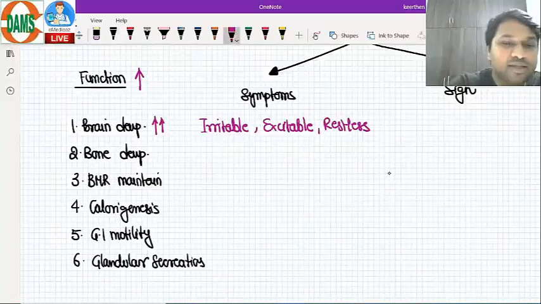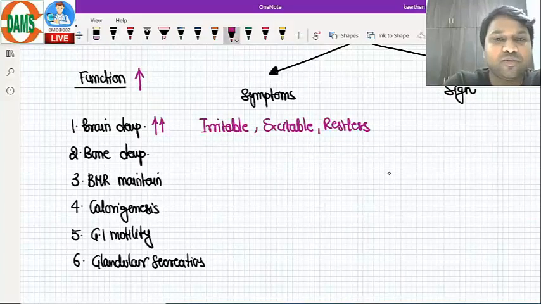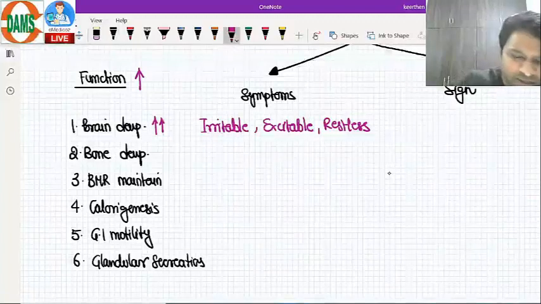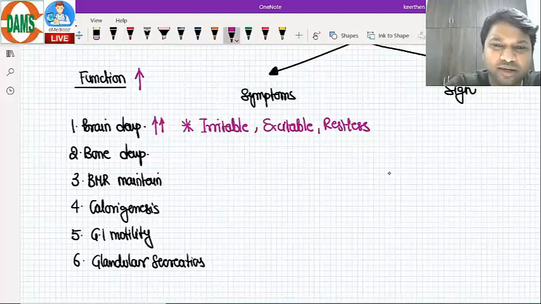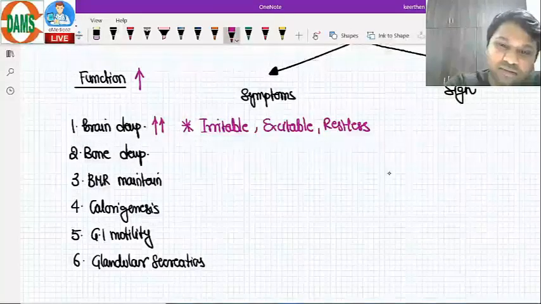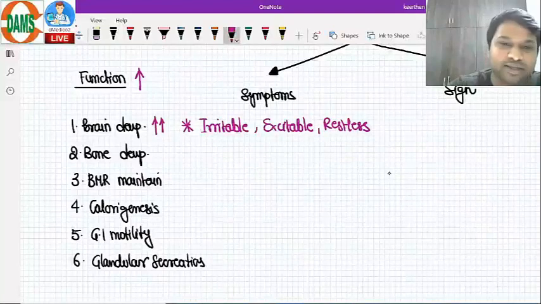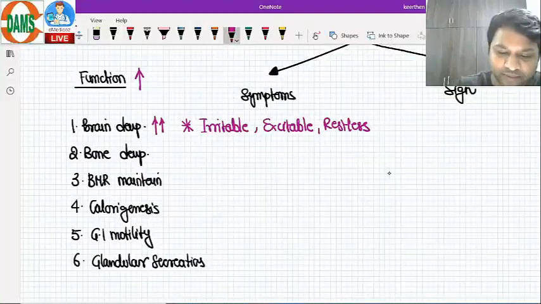He'll be so restless and irritable that if you say your hairstyle is not good, he will slap you, okay? So he's so irritated. These guys pick up fights for small things. Okay. I'll just finish signs and symptoms and then I'll wrap up the session. So it's irritable, excitable, restlessness.